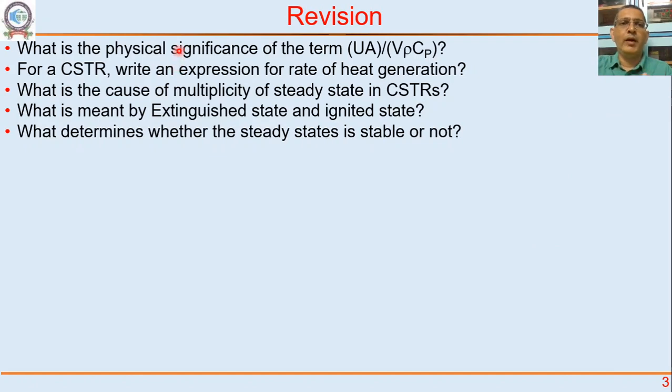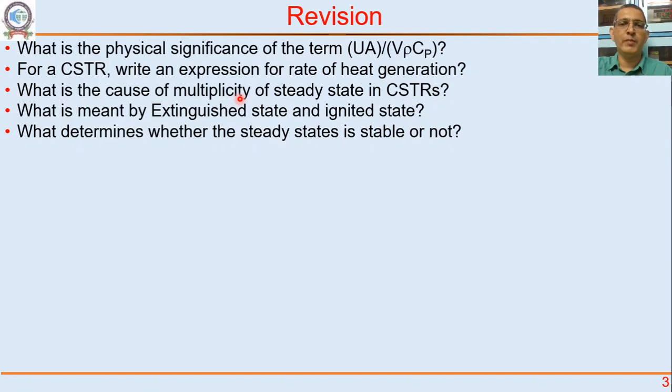A couple of things I would like you to revise before we go forward. What is the physical significance of the term UA by V rho Cp? We talked about it in the last class. If you don't remember or are not able to understand, go back and see the lecture. For a CSTR, now I am writing CSTR, but as per our classification, what we should actually write is well mixed, continuous, steady state reactor. Write an expression for rate of heat generation.